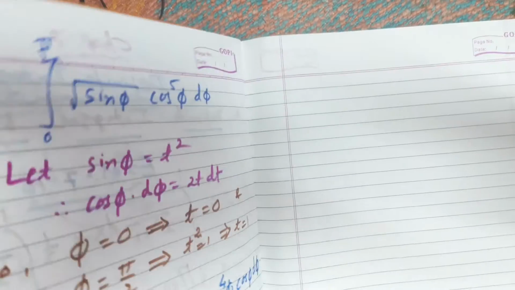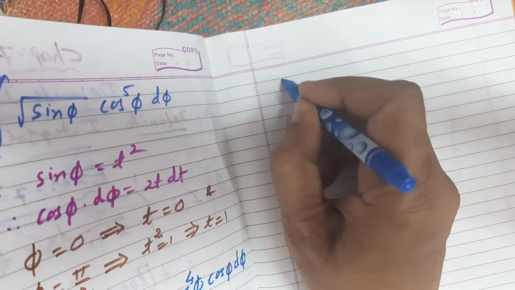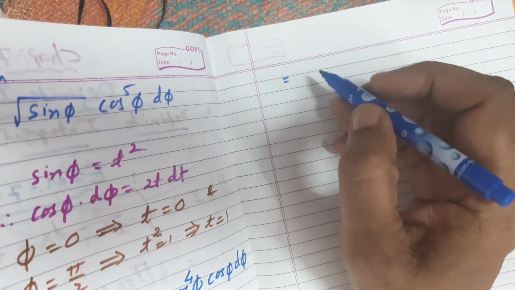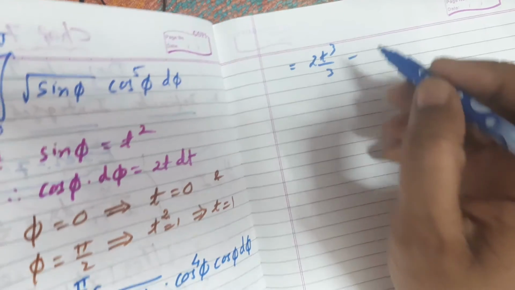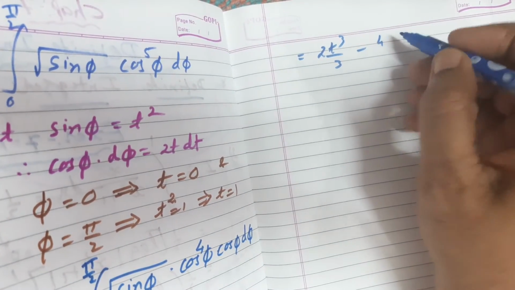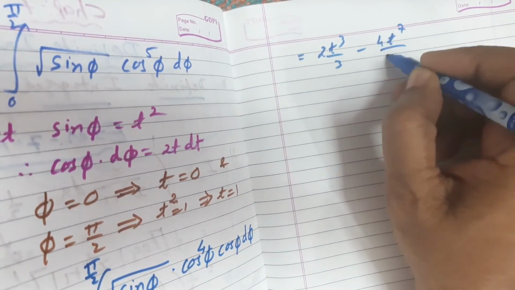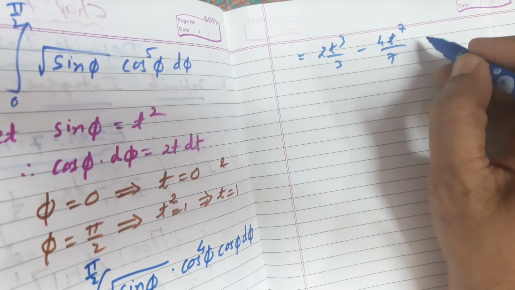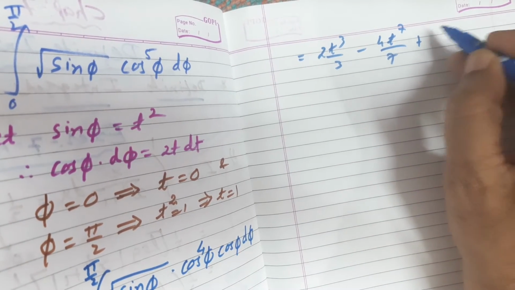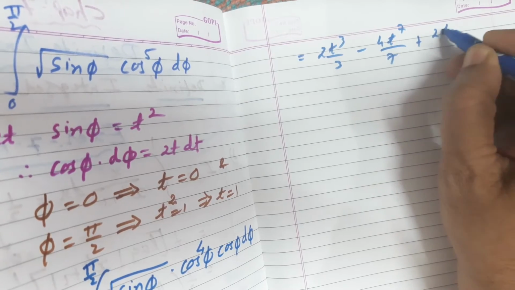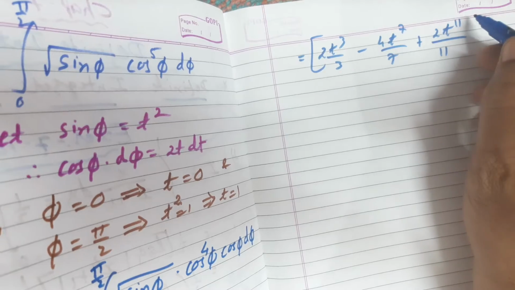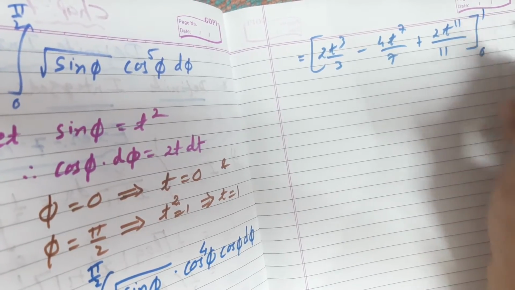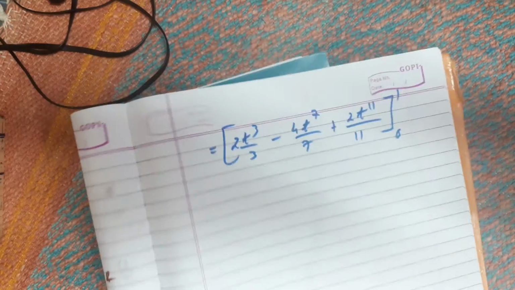So it will be equal to 2t cube by 3, then next will be 4t raised to 7 by 7, and then 2t raised to 11 by 11, and the whole from 0 to 1.